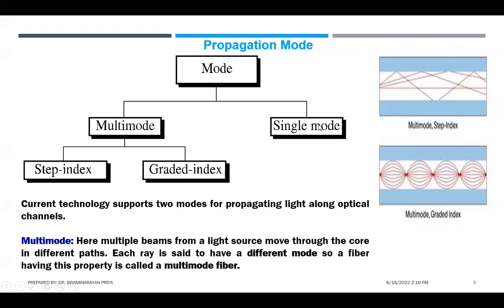But in a single mode, we can transfer a very limited number of beams, and that's why the data rate is less compared to multi-mode propagation mode.